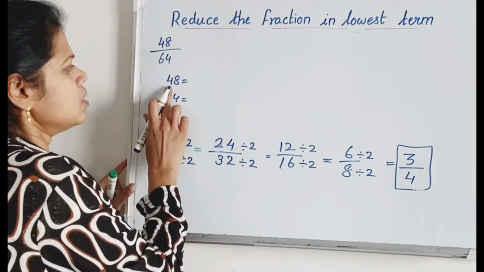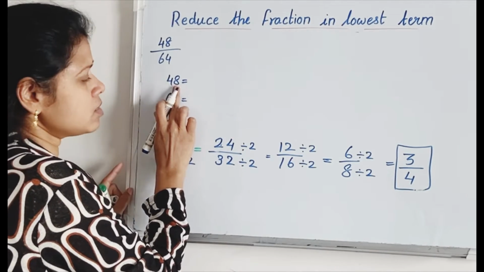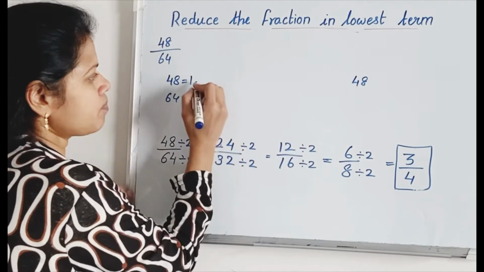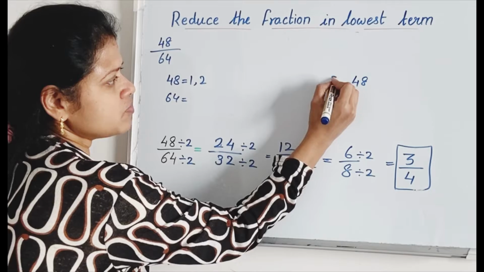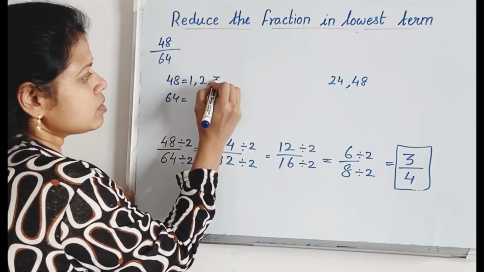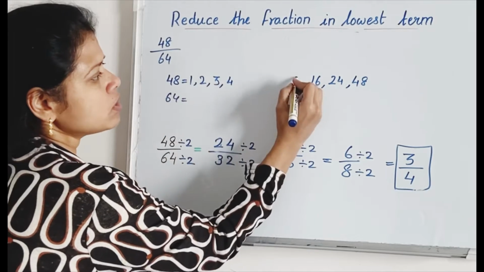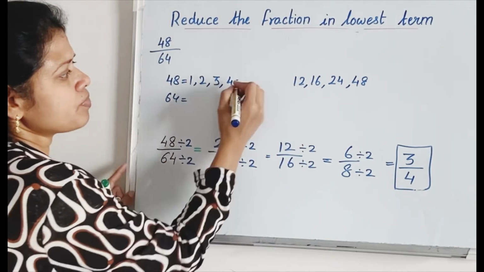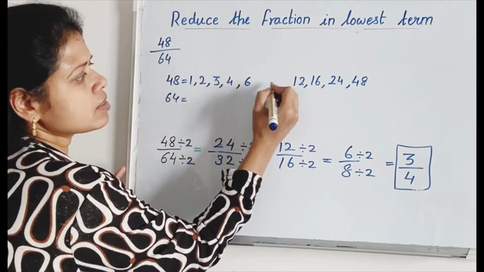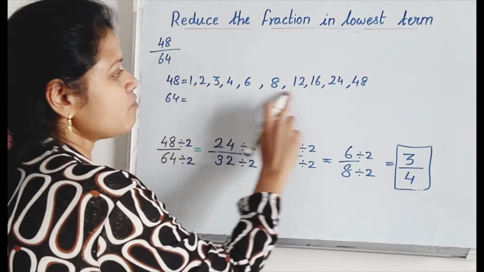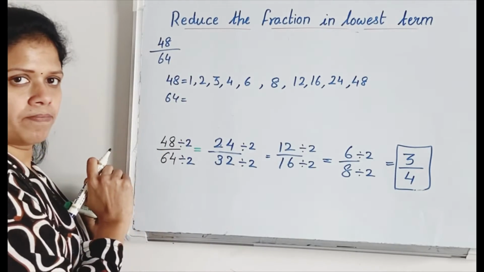First, the factors of 48. 1 times 48 is 48. 2 times 24 is 48. 3 times 16 is 48. 4 times 12 is 48. Then 6 times 8 is 48. So these are the factors of 48.